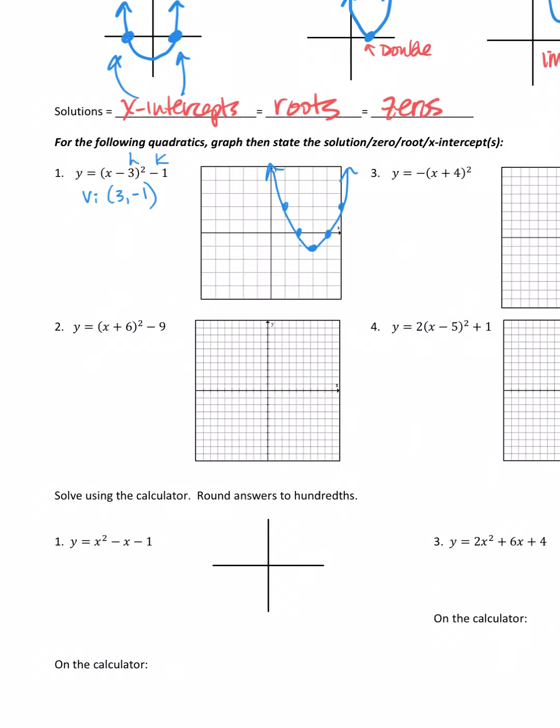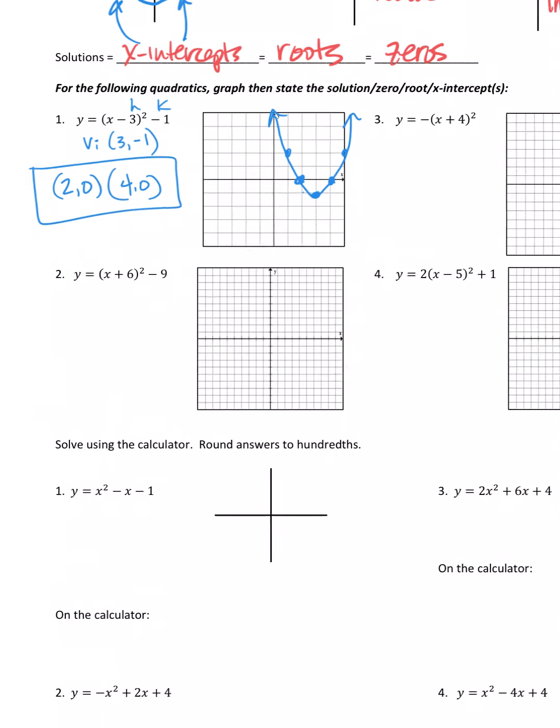Now I can see from the graph where it is crossing the x-axis. So I can see these points very clearly. So I'm going to write them as coordinate pairs. So it's going to be (2, 0), and then (4, 0). So make sure you're writing them as coordinate pairs. There's my solutions. Let's look at number 2.